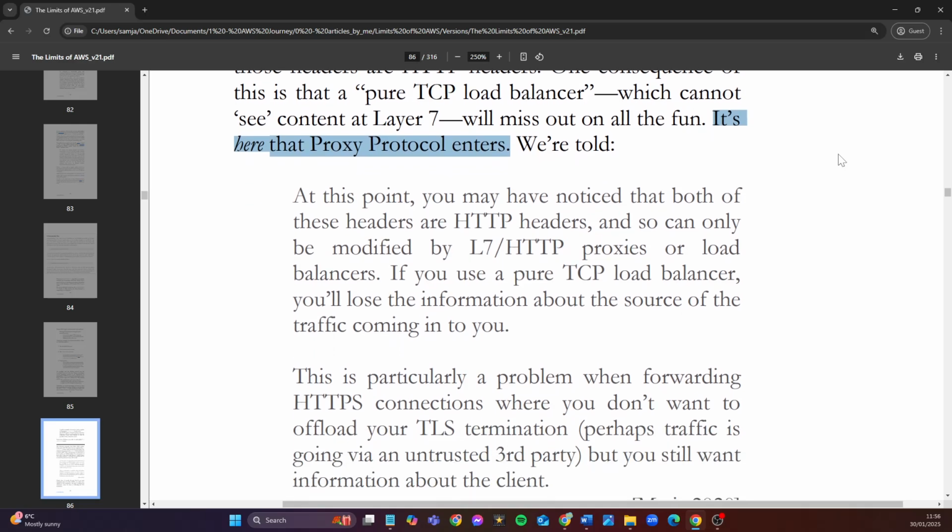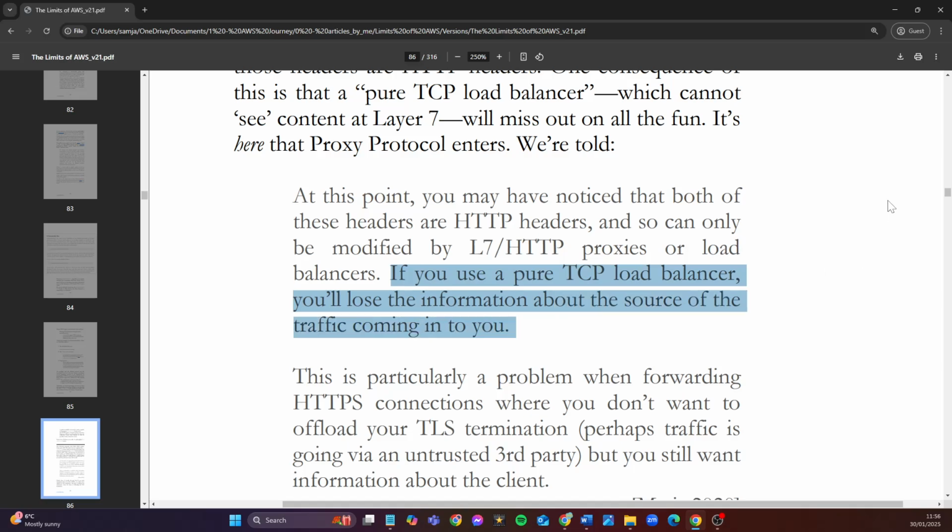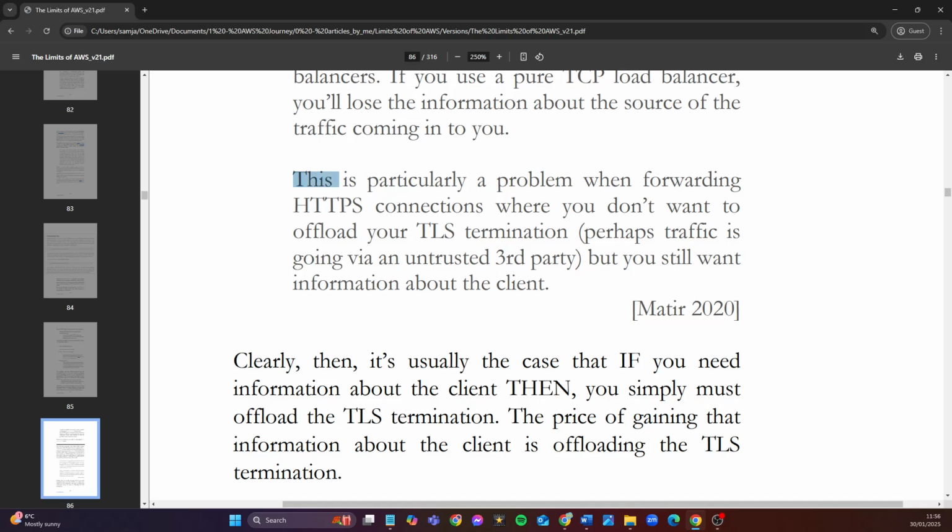We're told, at this point, you may have noticed that both of these headers are HTTP headers, and so can only be modified by a layer 7 HTTP proxy or layer 7 load balancer. If you're using a pure transmission control protocol load balancer, a TCP load balancer at layer 4, you'll lose the information about the source of the traffic coming into you. This is particularly a problem when forwarding HTTPS connections, where you don't want to offload your TLS termination.